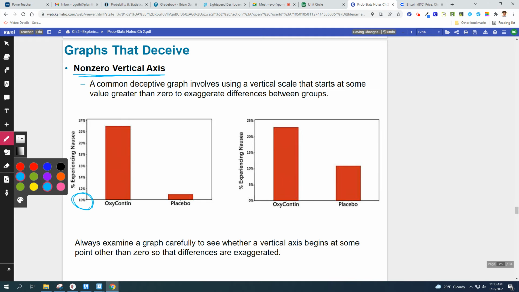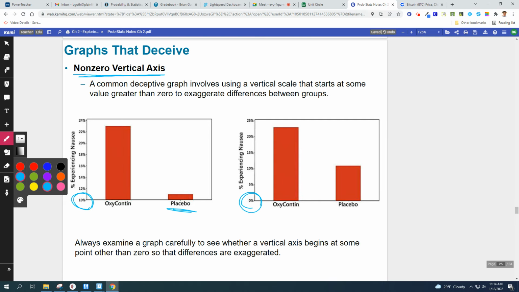Okay, non-zero vertical axis. By starting at 10% as opposed to 0, it really skews the data, and it gives you kind of a false impression of the difference between these two. So this graph says the percent of people experiencing nausea from using a drug called OxyContin or a placebo. You guys know what a placebo is?